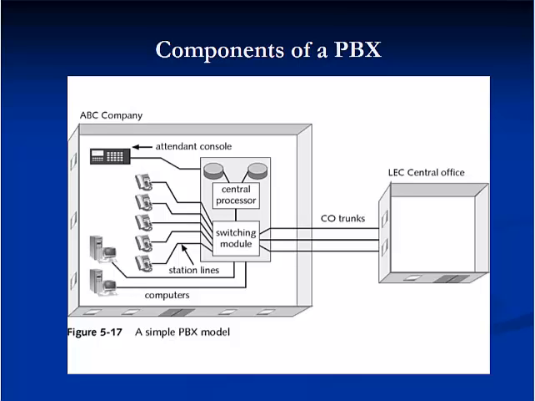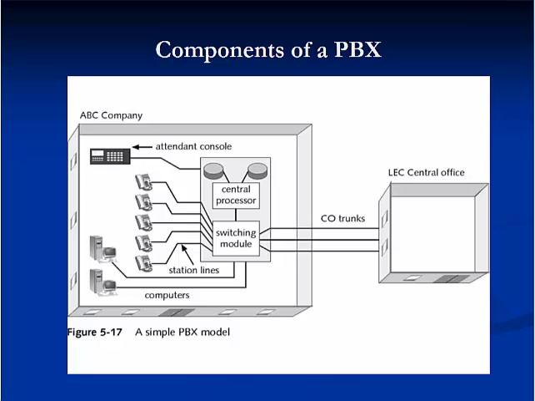A PBX consists of four significant elements. The station lines, which are lines that connect individual telephone sets to the switch. The central processor, which is the computer that oversees all PBX operations, including processing incoming calls, outgoing calls, call setup, routing, supervision, and data gathering. The switching module, which is the equipment that accomplishes the call setup, routing, and supervision, just as a switch in a central office does. And finally, the trunks. These are the lines that connect the switch to the central offices.